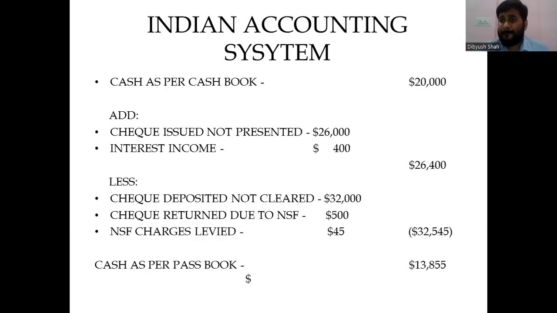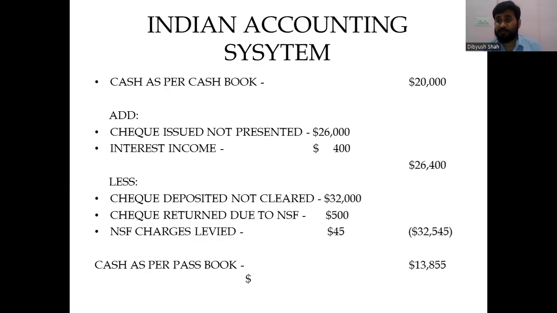What would you less? You will less those incomes which you have already credited to your book, but which are yet to reflect in the bank statement, like checks deposited but not cleared by the bank on the due date. Maybe you deposited something on 30th of Jan, 31st was a holiday, 1st was a holiday, and it got cleared on 3rd. It's a possibility, right?